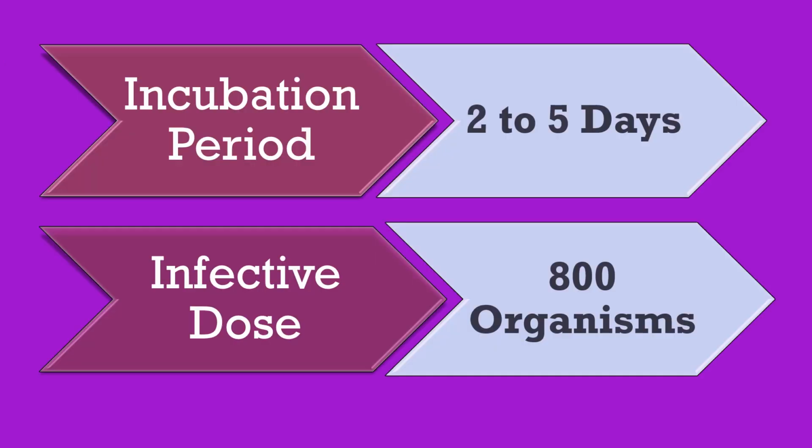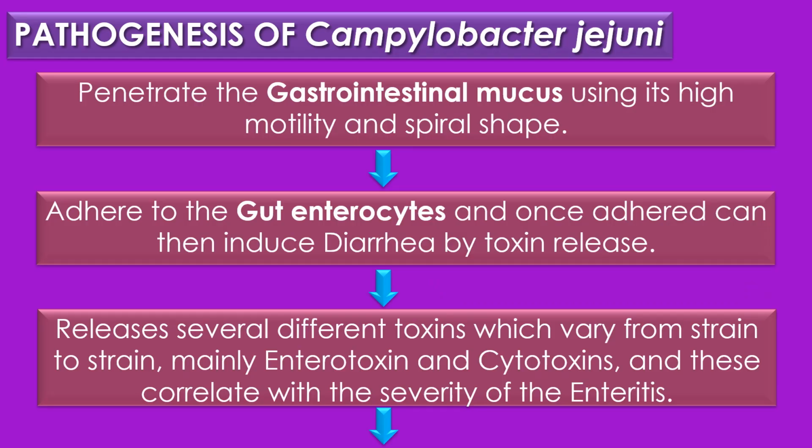The incubation period for Campylobacter jejuni infection is 2 to 5 days, and the infective dose required to cause an infection is 800 organisms. Pathogenesis of Campylobacter jejuni. Infection with Campylobacter jejuni results from the ingestion of contaminated food or water, and the infective dose can be as low as 800 organisms.